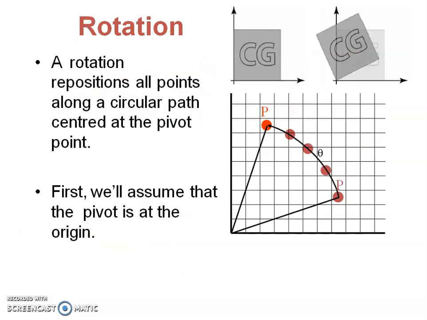Second one is rotation. A rotation repositions all points along a circular path centered at the pivot point. For that, first you have to assume the pivot point is at the origin, like this, and the positive value of the rotation angle rotates an object in the anti-clockwise direction. When an object is rotated, every point of the object is rotated by the same angle.